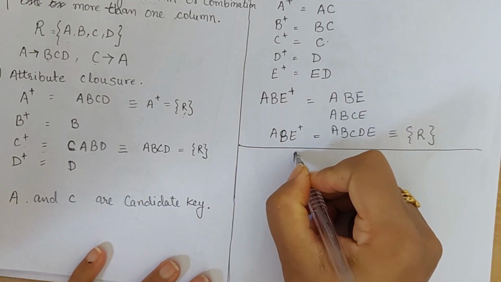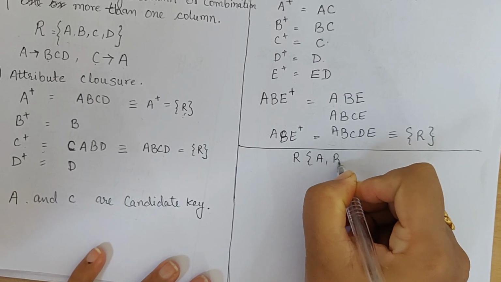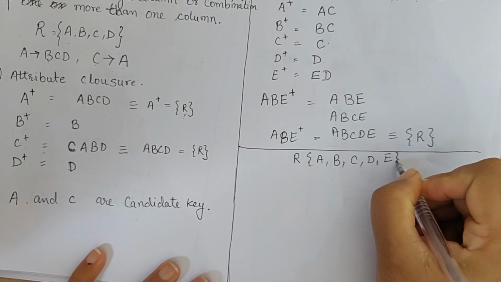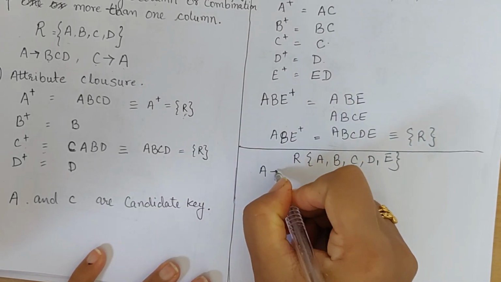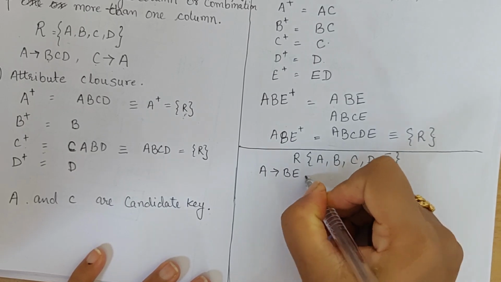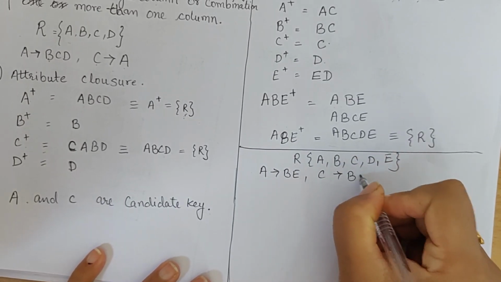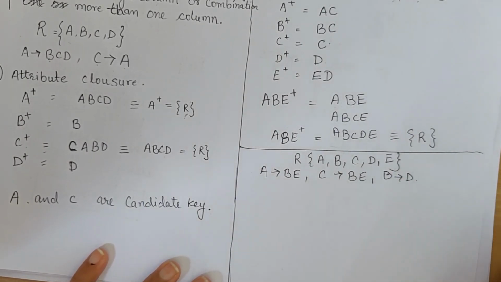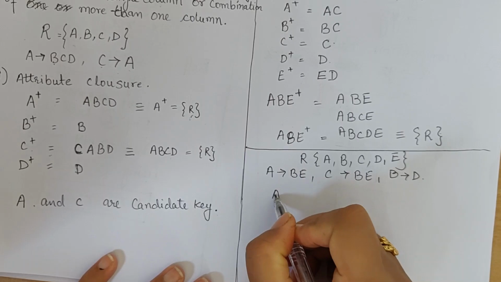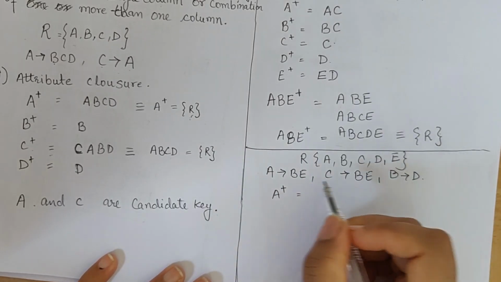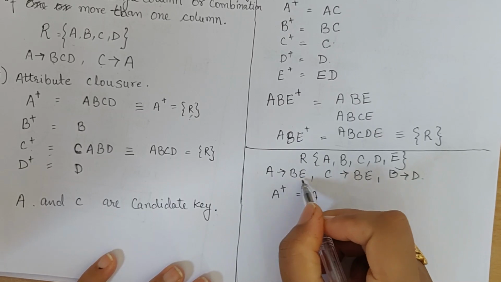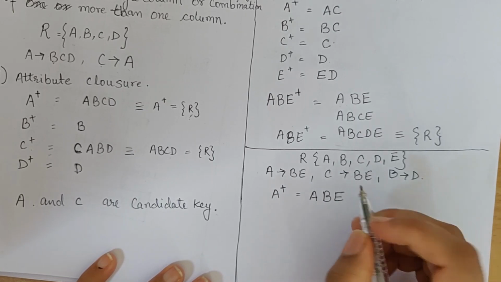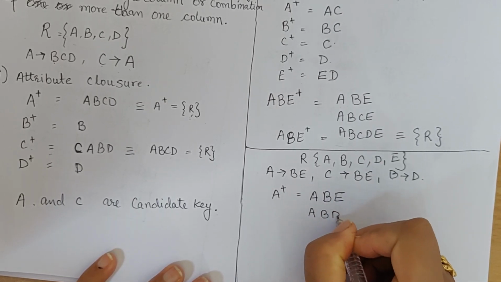I have a relation R with A, B, C, D, E. The functional dependencies are A to BE, C to BE, and B to D. So when I compute the closure of A, A can directly determine BE, so BE, and B can determine D, so A, B, D, E.